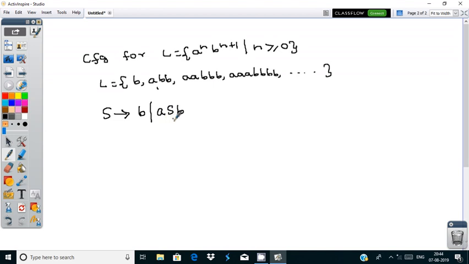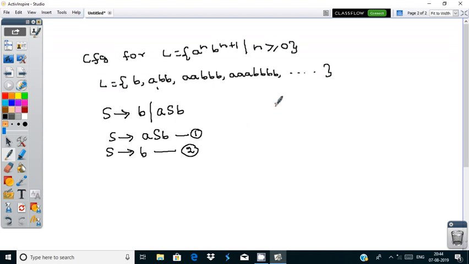Finally this S non-terminal has to be replaced by some string, and that string is b. So the answer will be a b b, that means b will be one more than a. You can rewrite this: S tends to aSb is rule number 1, and S tends to b is rule number 2.